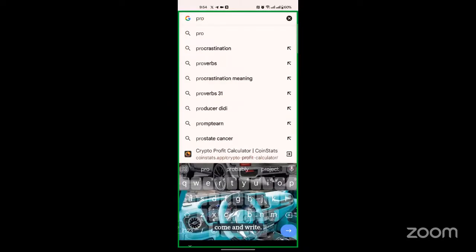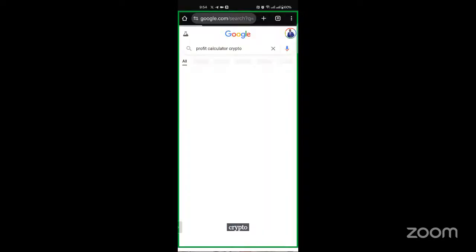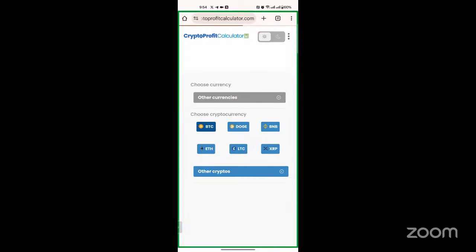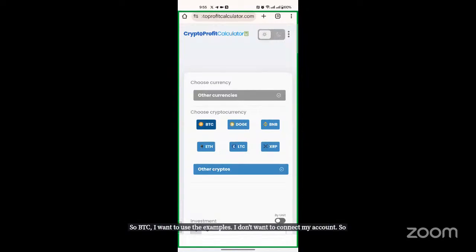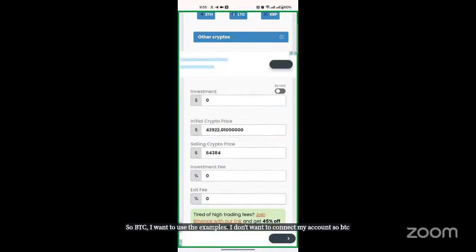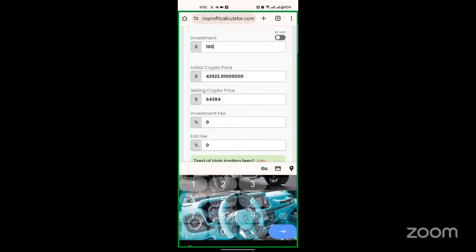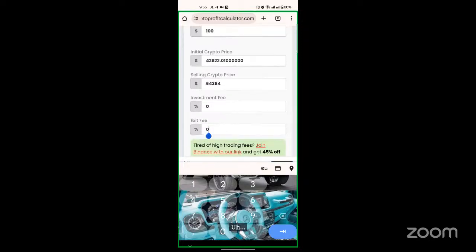Come and write profit calculator, crypto. There are many, by the way, it's not one. So BTC, I want to use the examples. I don't want to connect my accounts. So BTC, investment $100. Exit, 1 million. I want to exit when this coin is at 1 million.